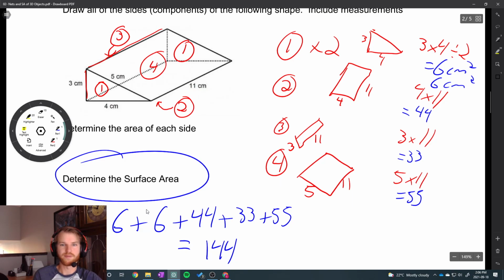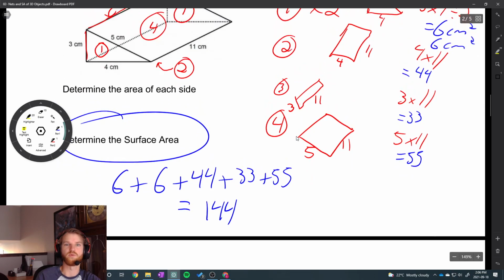All right, so what I did here is I just added those all up. 6 plus 6 is the 2 triangles, 44 for one of the sides, 33 was one of the sides, and 55 was one of the other sides. Altogether, it gave us 144. And remember that we were working in centimeters, so this is going to be centimeters squared.